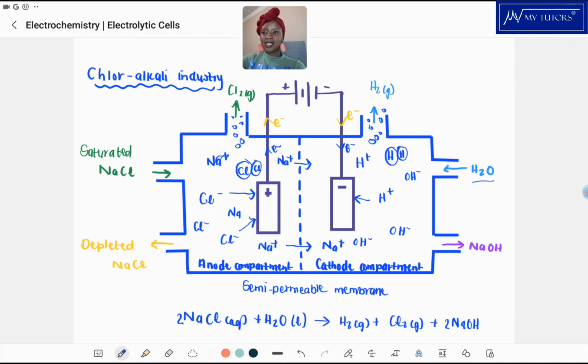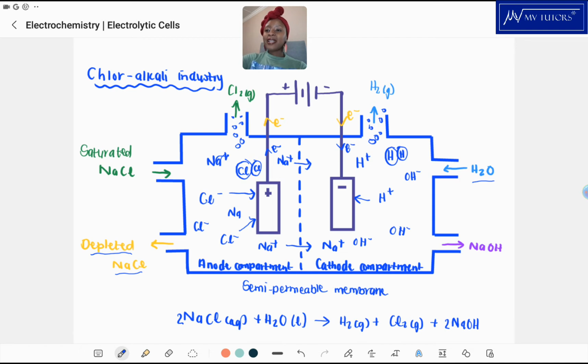Caustic, caustic, I don't know if I'm pronouncing it right. But yes, it's caustic soda or sodium hydroxide, okay? And like we said, there are uses for it. So you have your three main products: chlorine gas, hydrogen gas, as well as caustic soda or sodium hydroxide. And then on this side here, let's say there is the depleted sodium chloride. Well, basically, the sodium that didn't get through the membrane and the chloride ions that did not oxidize, they just came out, I guess. So that is basically the chloralkali industry.